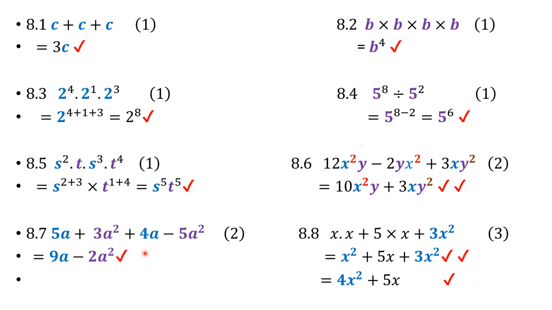Sorry, I now forgot the other red tick. But there it's 2 marks. 1 for 9a and 1 for negative 2a squared.